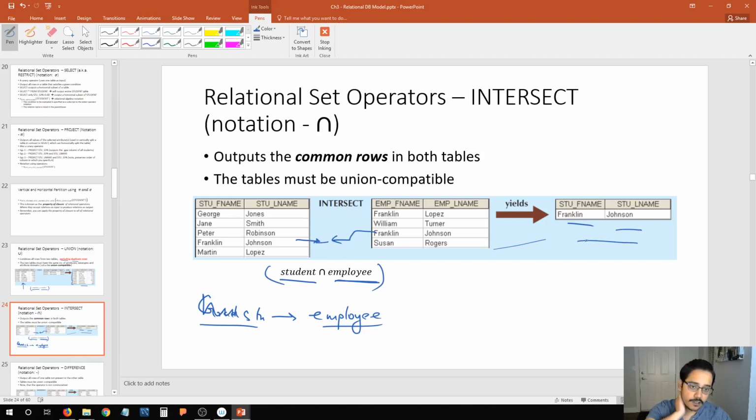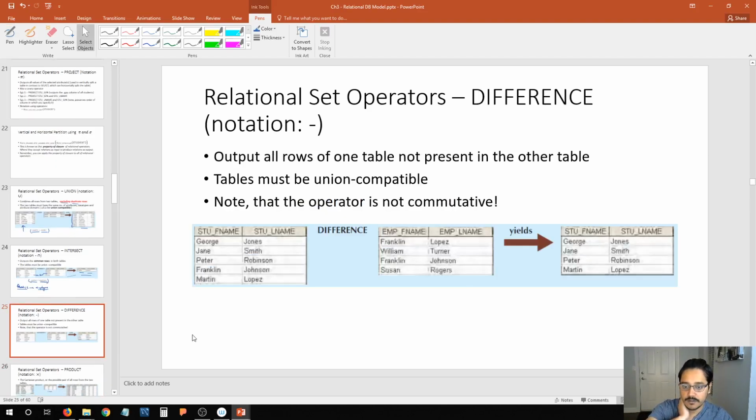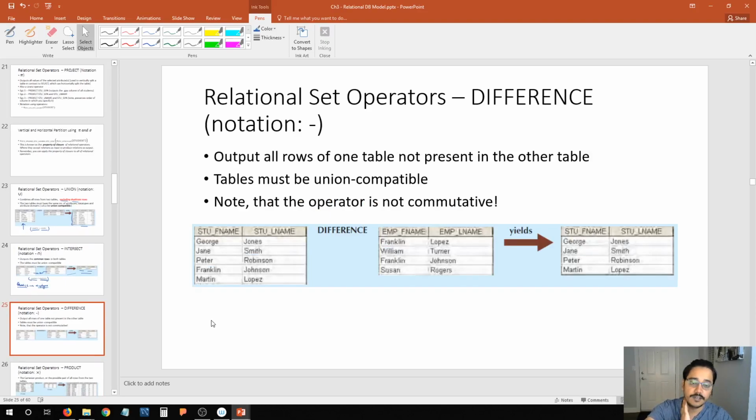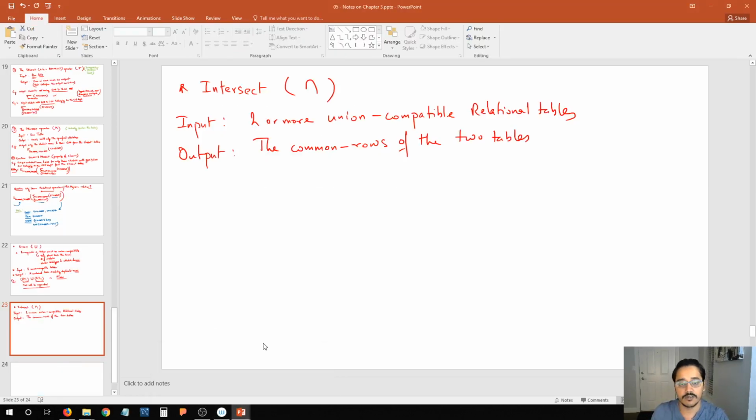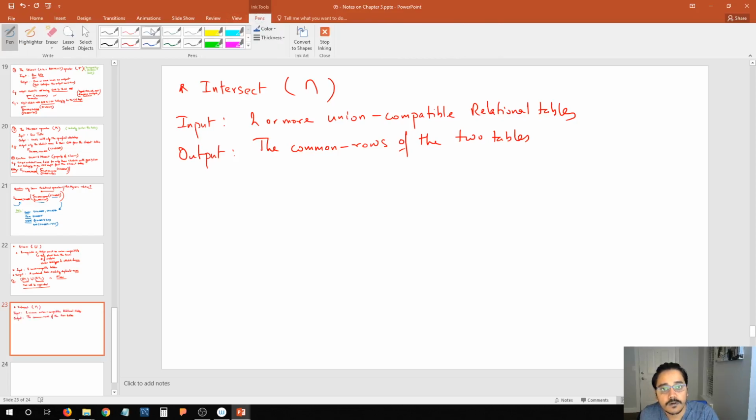Okay. So thereafter, we have the difference notation. The difference notation is kind of funny. So for example, see book or slides or formal slides.